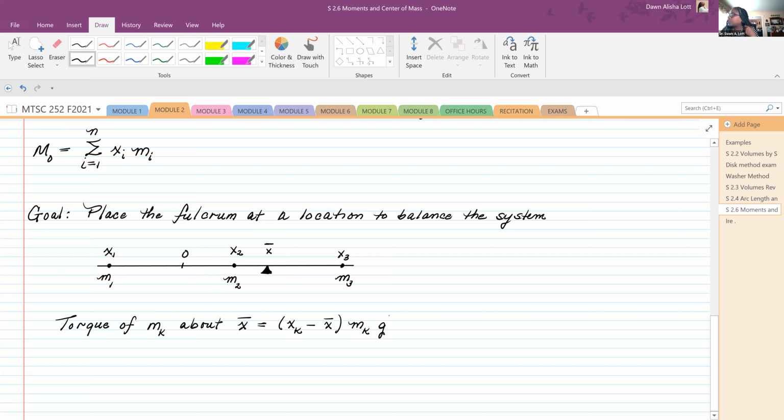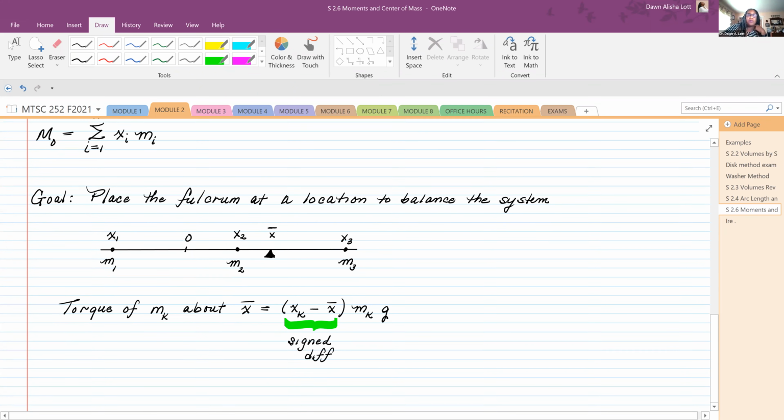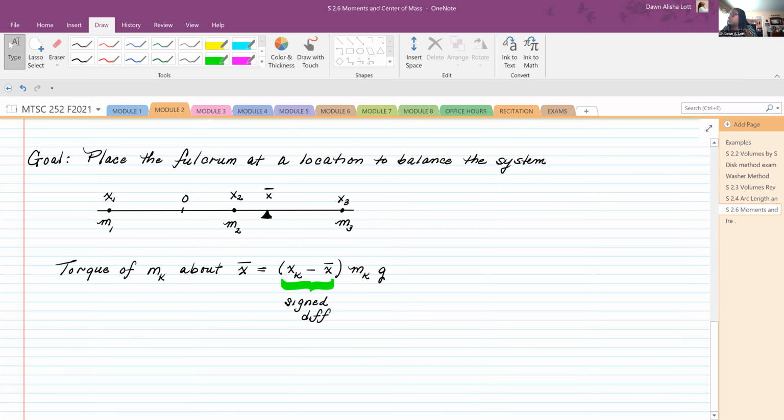Note, this is a signed difference. If it's on the left, it'll be negative. If it's on the right, it'll be positive. So this is a signed difference. And of course, MKG is a downward force. So this is a downward force.